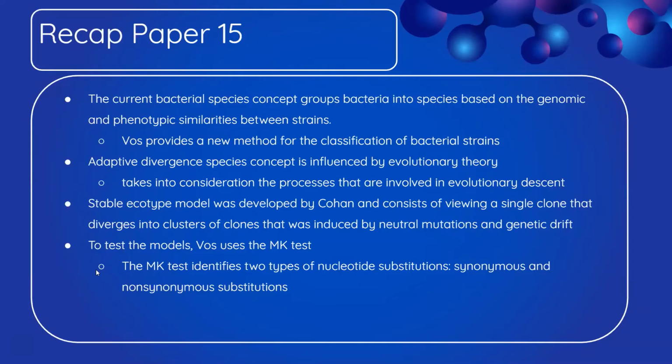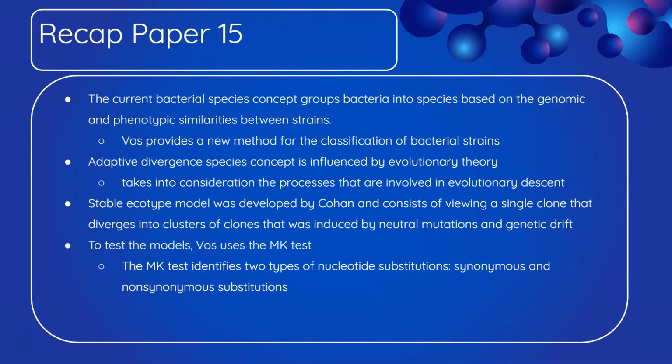To be more exact, such an approach revolves around the adaptive divergence species, which is indeed influenced by the evolutionary descent, which is where a stable ecotype model was developed by Cohan and consists of viewing a single clone that diverges into clusters of clones that was induced by neutral mutations and genetic drift. Voss is able to test the models by implementing the McDonald-Kreitman test.